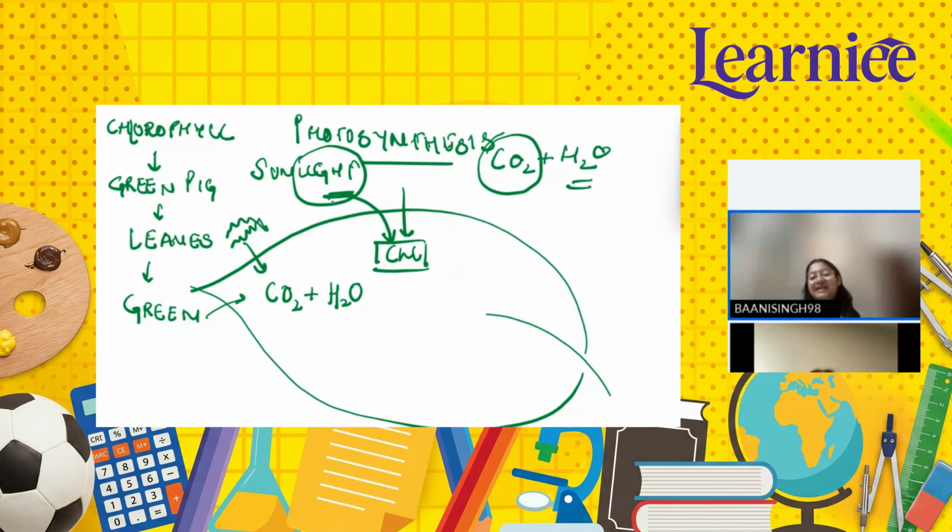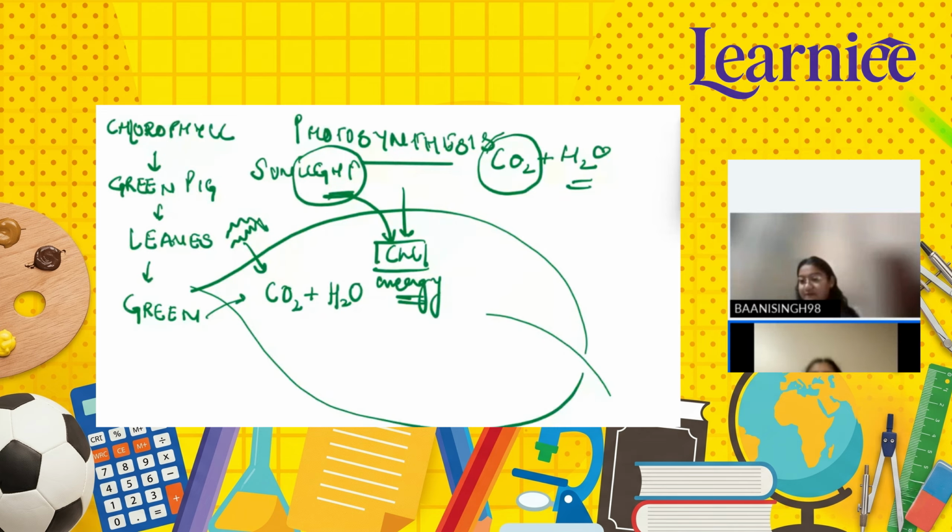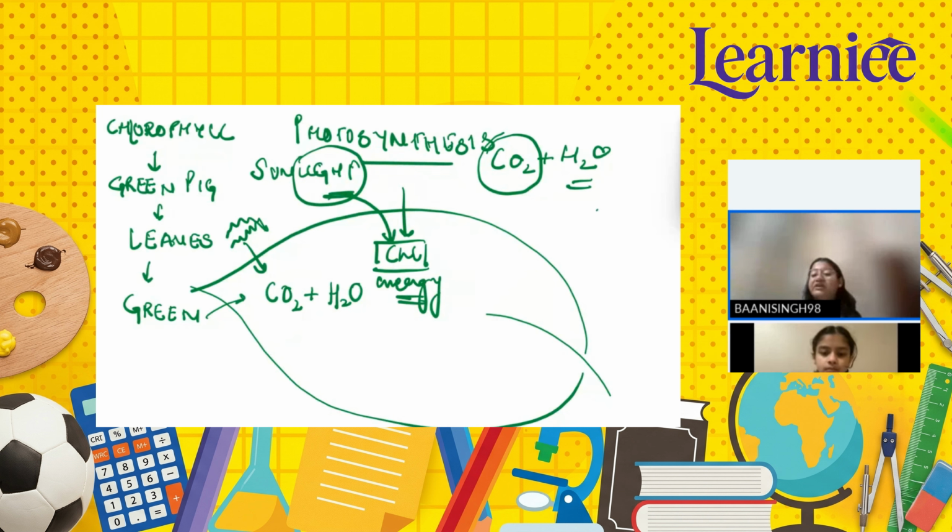Now, sunlight here would serve as a source of energy for this chemical reaction. The photosynthesis would take place in the presence of the sunlight. Why? Because it serves as a form of energy which is required for the formation of food. Now, what is the food molecule formed during the photosynthesis? It is the glucose.